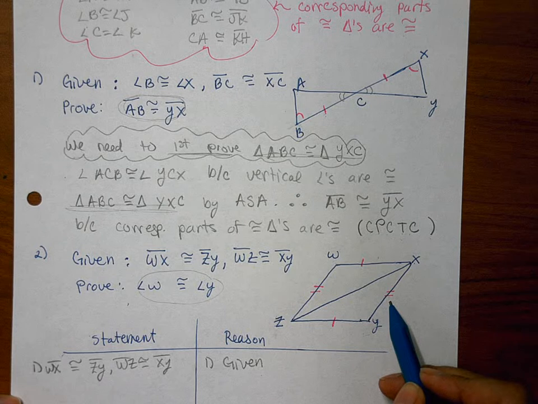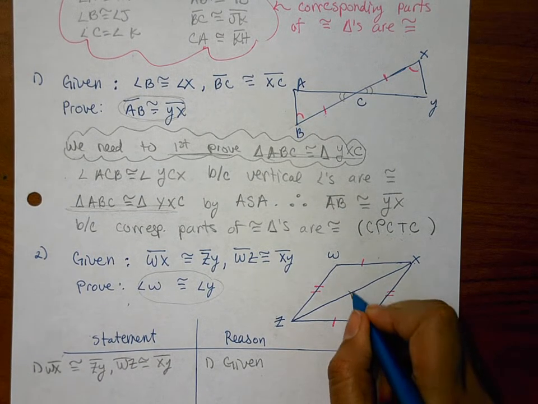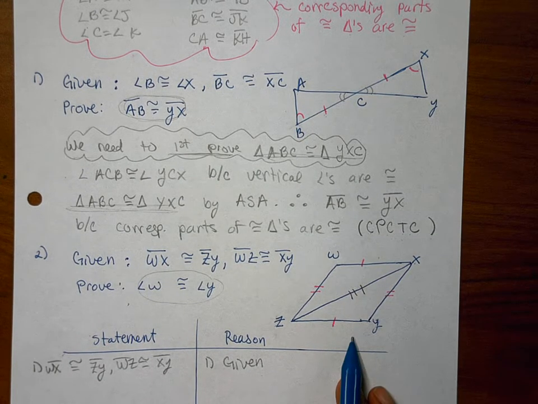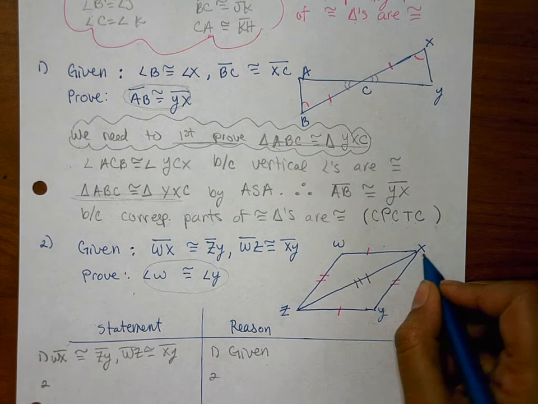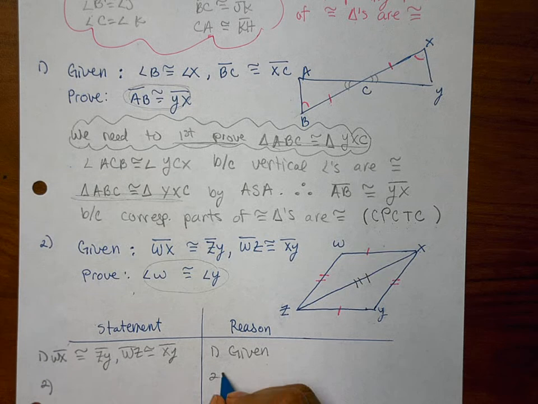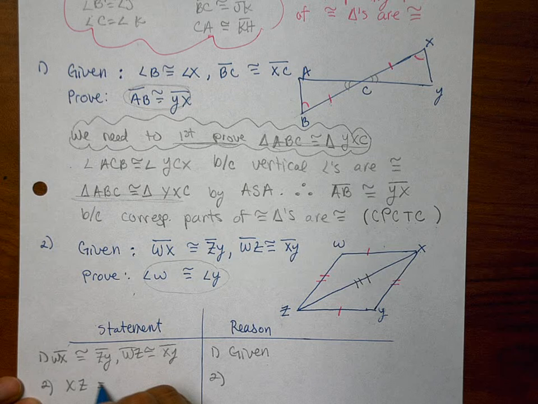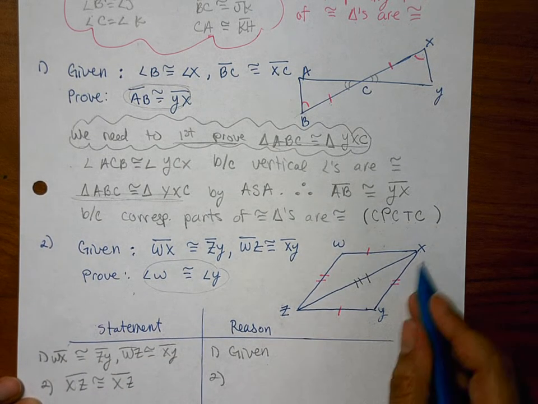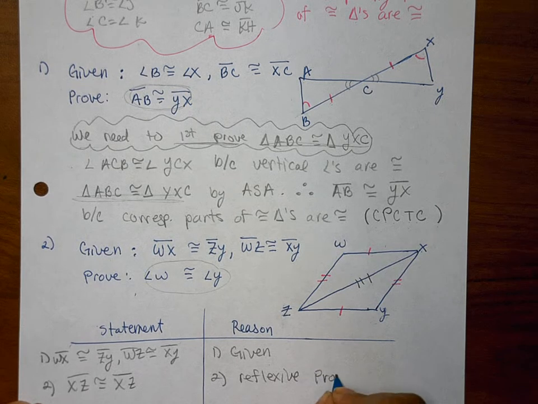Are these two triangles congruent? Right now I have side, side. Side, side is not enough, but I'm hoping you recognize that this right here is reflexive property. So we have enough to say the two triangles are congruent. So let's put that there. The pencil marking there was not given, so I need to state it. XZ is congruent to XZ. And why is it congruent to itself? That's the reflexive property.